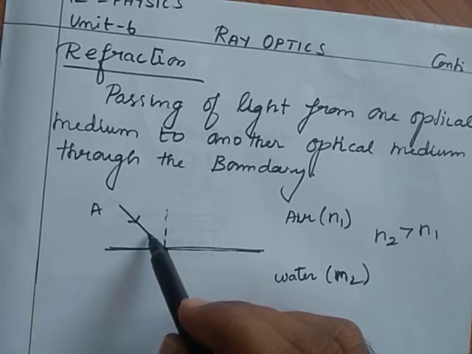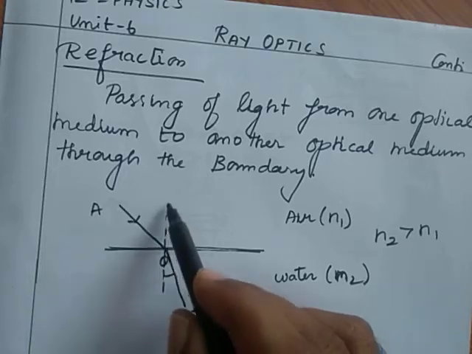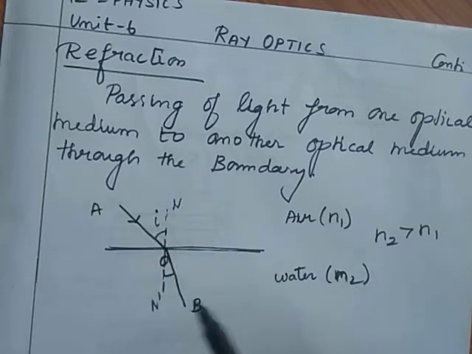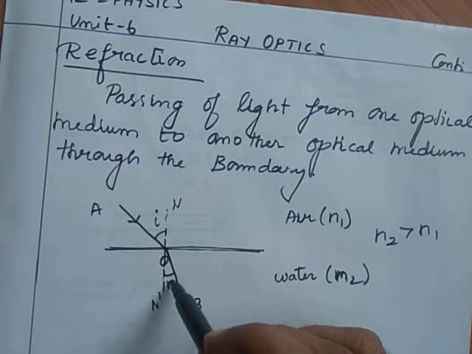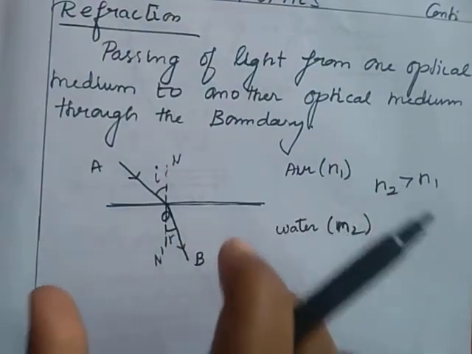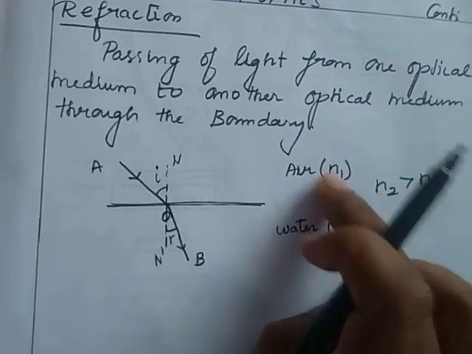Here the angle between the incident ray and the normal is known as the angle of incidence i, and the angle between the refracted ray and the normal is known as the angle of refraction r. For this case the light comes from rarer to denser medium.